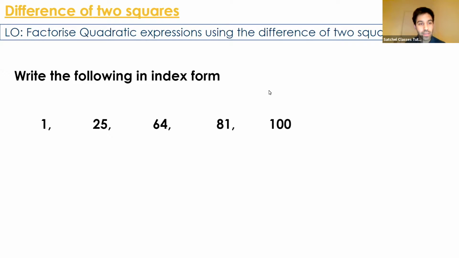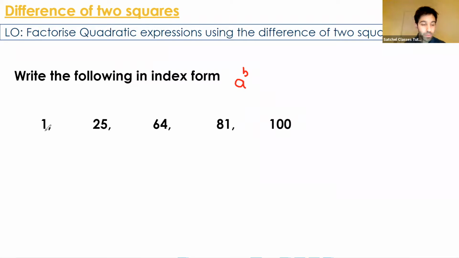Before we start, I just want you to pause the video and write the following numbers in index form. And what I mean by index form is that you would write it in the form of a to the power of b, for instance.